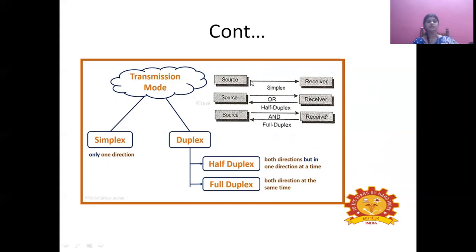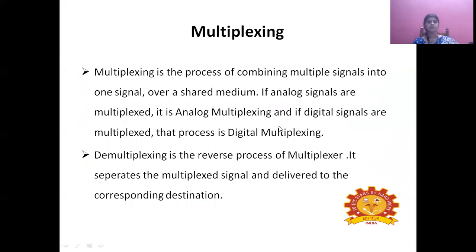If the communication takes place in only one direction, then it is called the simplex communication. If the communication takes place in both the directions, but not at the same time, that is called the half duplex. And if the communication takes place in both the directions at the same time, this is called the full duplex communication.